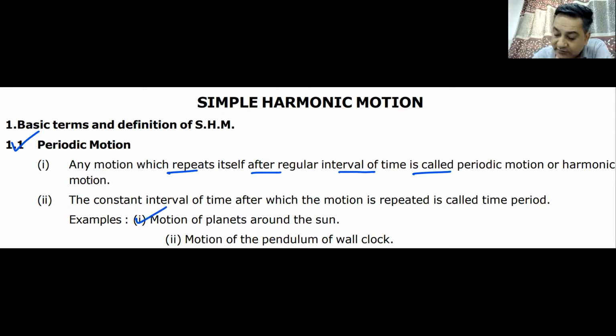Motion of a planet around the sun, motion of a pendulum clock, motion of the hands of the clock. All these motions are periodic motions. Do we understand this? Just take a note of this. I'll give you a minute.